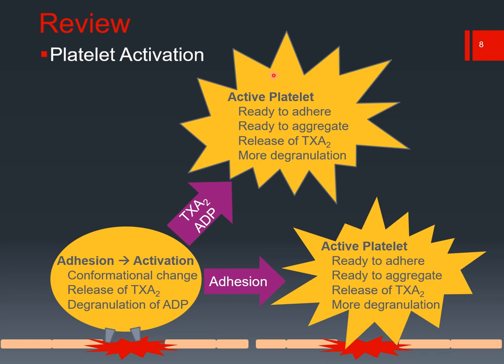So whether it be thromboxane A2, as seen here in this arrow, or ADP, those substances are released from this adhered and activated platelet that then can go and activate neighboring platelets that are floating by in the injury area. That leads to further adherence of these platelets to the injury, as well as they are ready now to aggregate together. They further release more thromboxane A2 and more degranulation, causing an active recruitment of neighboring platelets within the area.